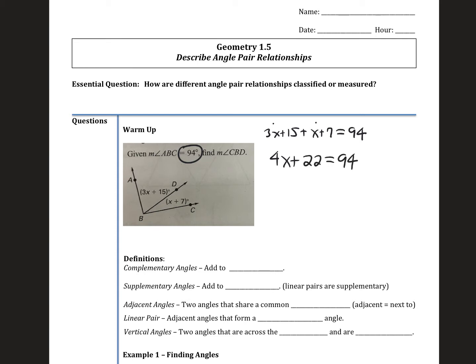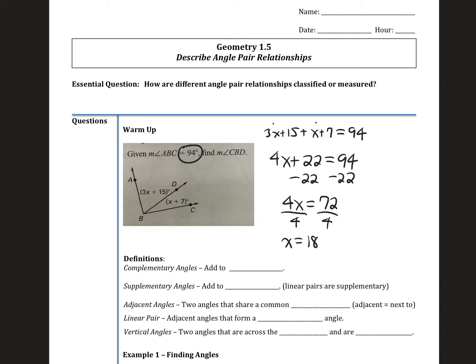Equals 94. Now, is there any addition or subtraction to take care of here? Yep, we got to subtract 22 from both sides. So we get 4x equals 94 minus 22 is 72. Divide by 4. We get x equals 18.